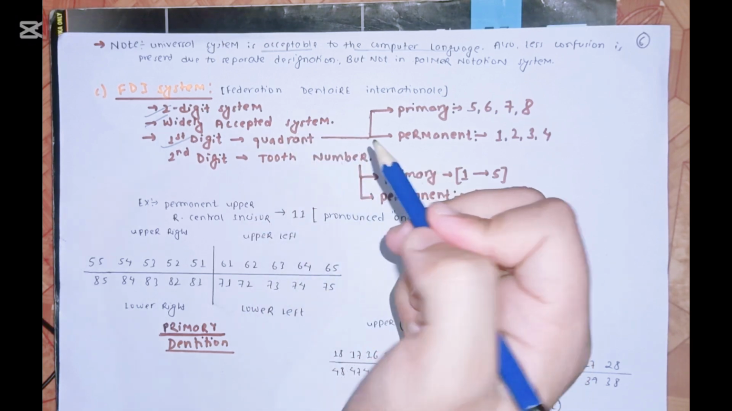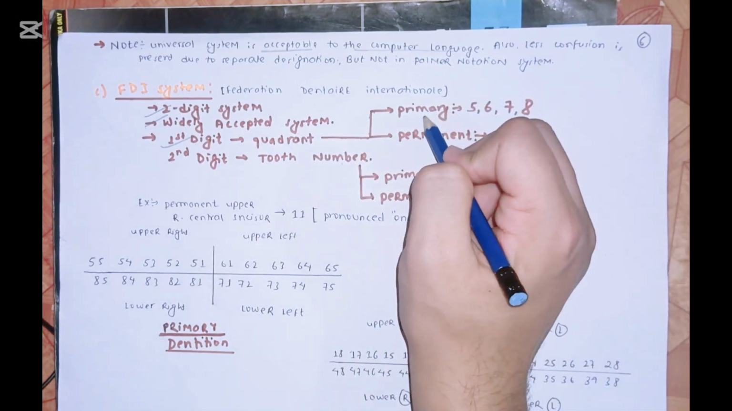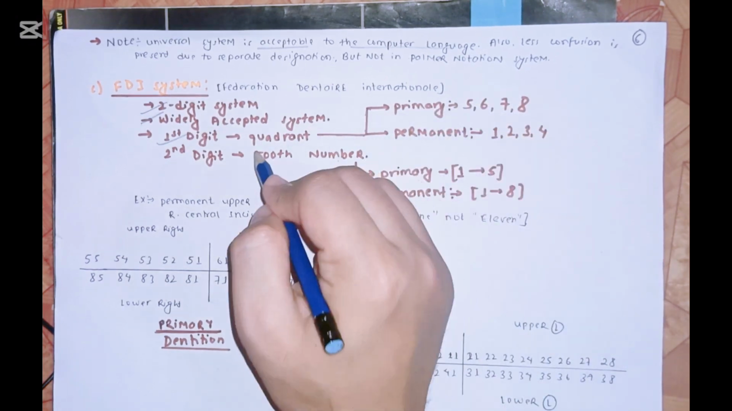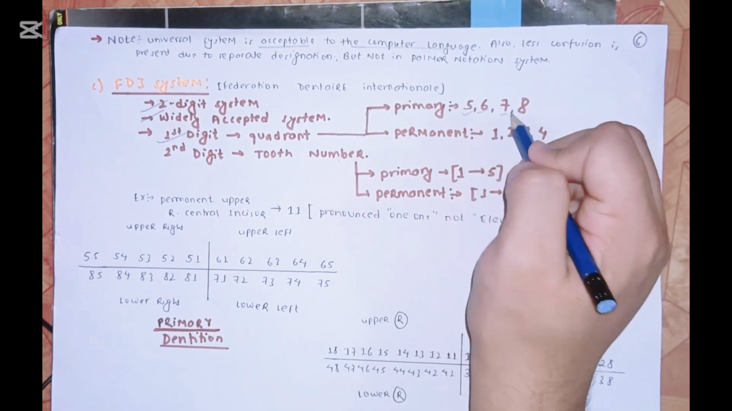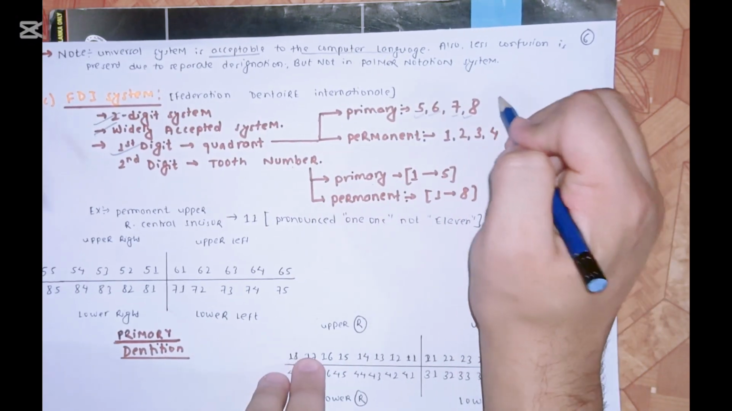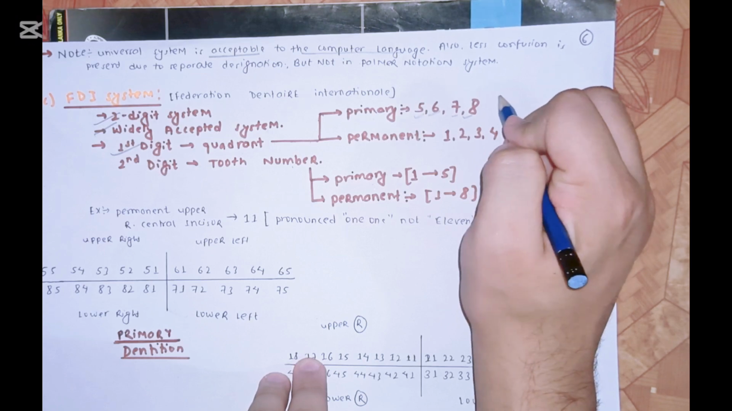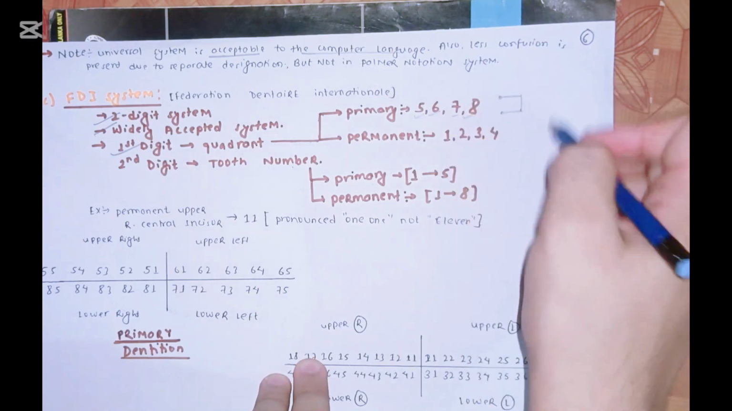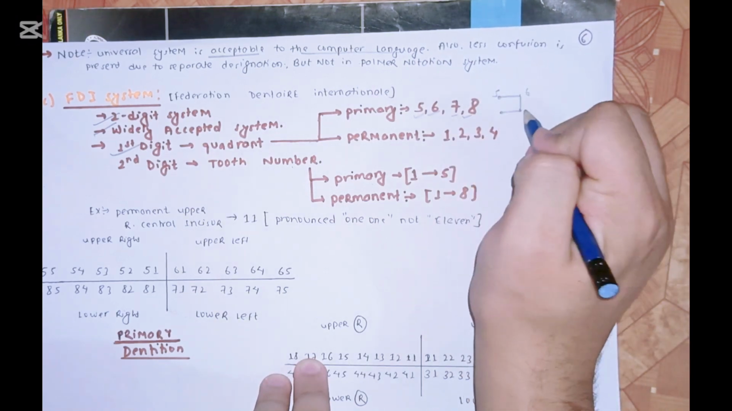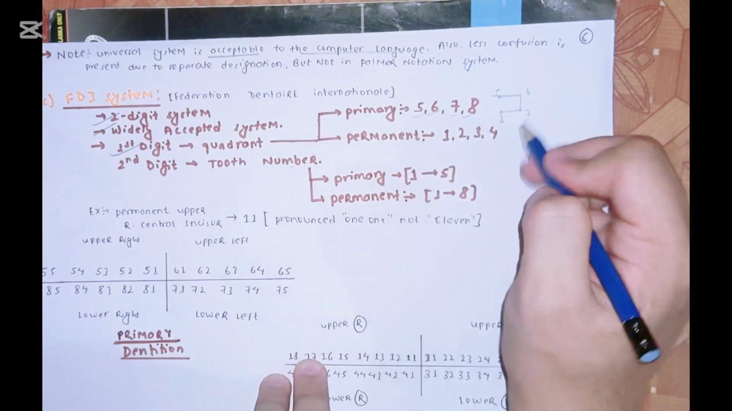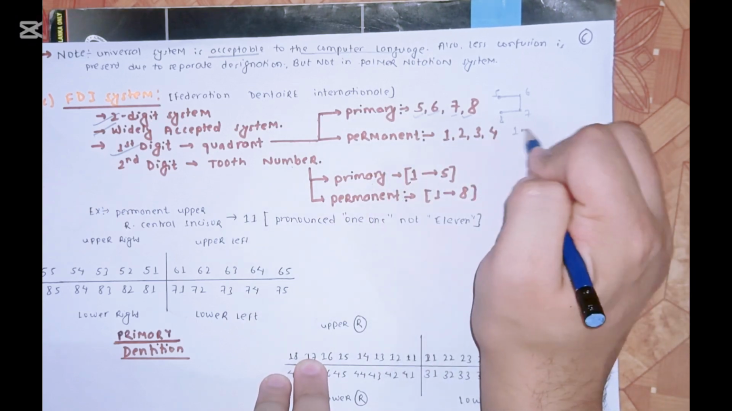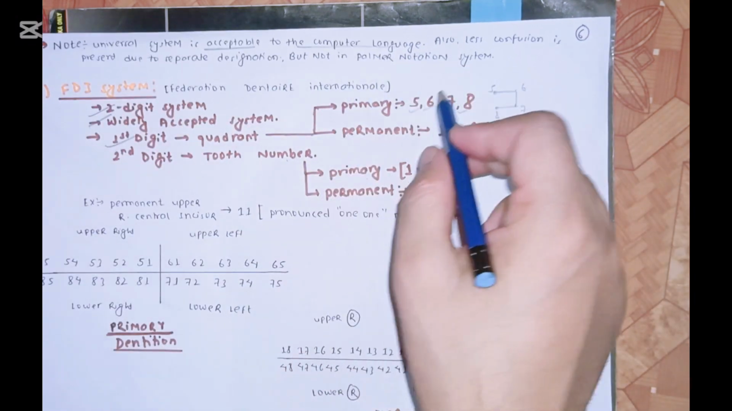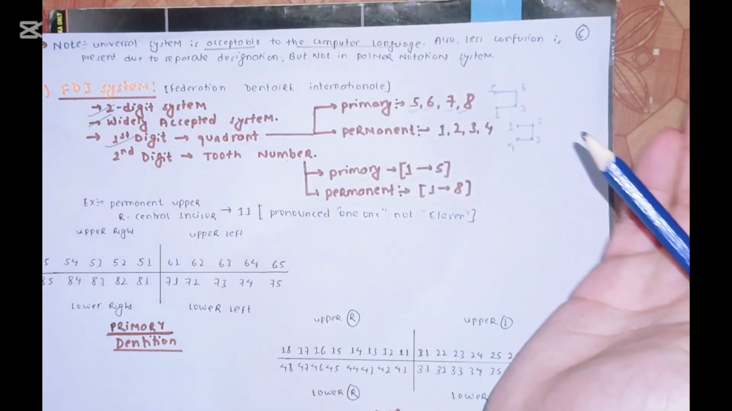The thing we should remember here is the difference between primary and permanent dentition. In primary dentition the quadrants are designated by 5, 6, 7 and 8, going from the first quadrant, then the second, then the third, and then the fourth quadrant. So this is 5, this is 6, this is 7, and this is 8. Similarly for the permanent, I can draw here 1, 2, 3, and 4. So this is the quadrant number, for which quadrant it is.